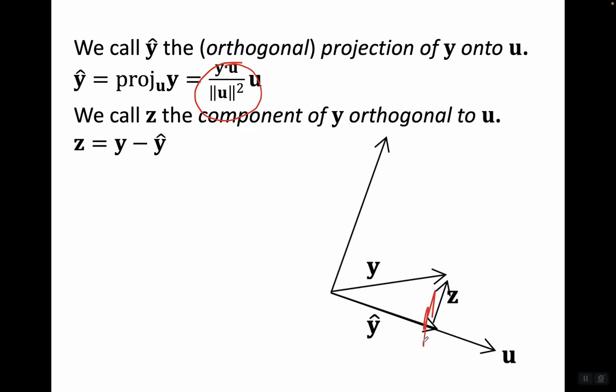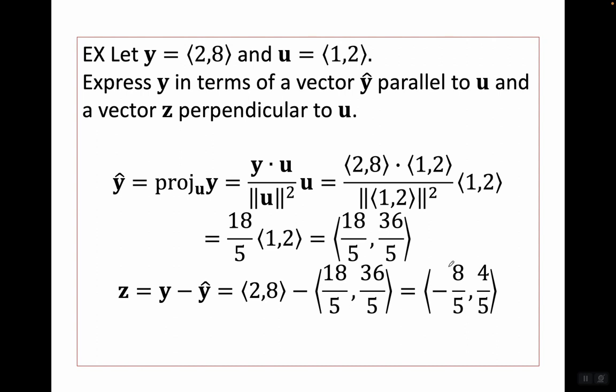Z is just going to be y minus y hat. Because if you think about it, y hat plus z is going to be y. So that means that z is going to be y minus y hat. For example, let y equal (2, 8) and u equal (1, 2). Express y in terms of vector y hat parallel to u and a vector z perpendicular to u.